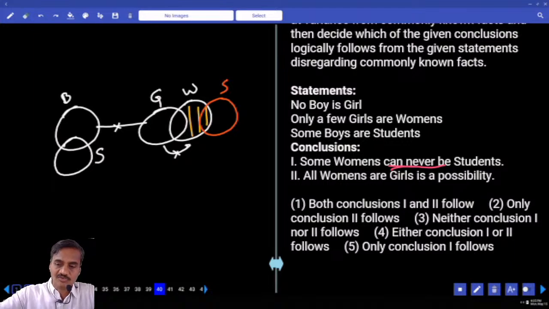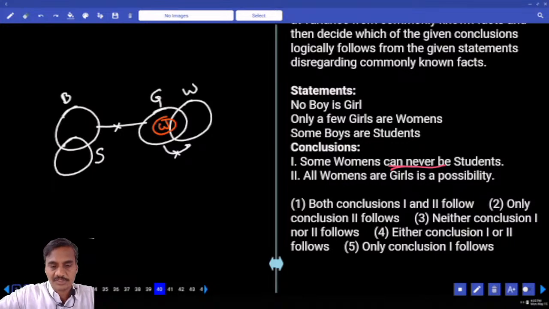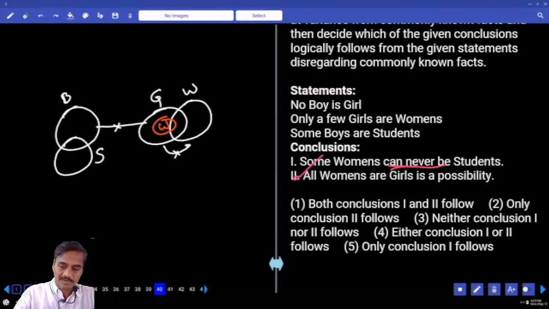Then second, all women are girls is a possibility. This entire set of women is a part of girls, hence women must be drawn like this. Can I write women like this? Yes. If we write like this, all the statements are valid as possibilities. Hence only 2, that is given in choice 2, question number 40.